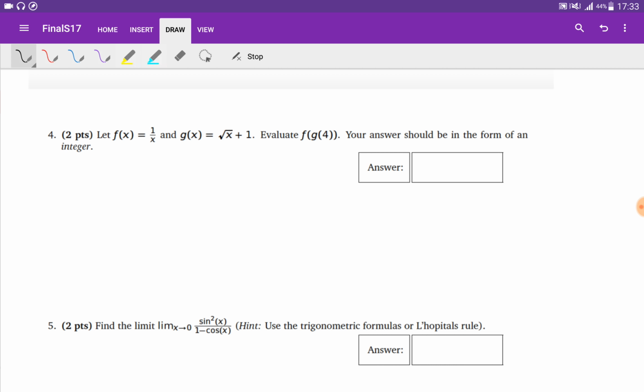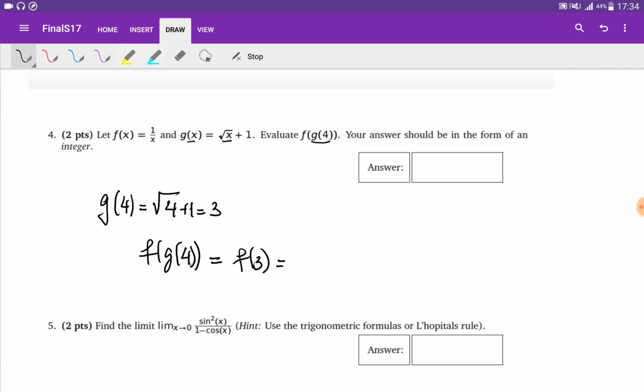Problem number 4 is on composite functions. Basically, it's easy and straightforward. We just need to evaluate g of 4 and then evaluate f of g of 4. So let's evaluate g of 4. I just need to substitute 4 for this x and for this x. It's going to be the square root of 4 plus 1, which is equal to 3. So f of g of 4 is going to be equal to f of 3. Now I need to substitute 3 for x, and it's going to be 1 over 3. So the answer is 1 over 3.